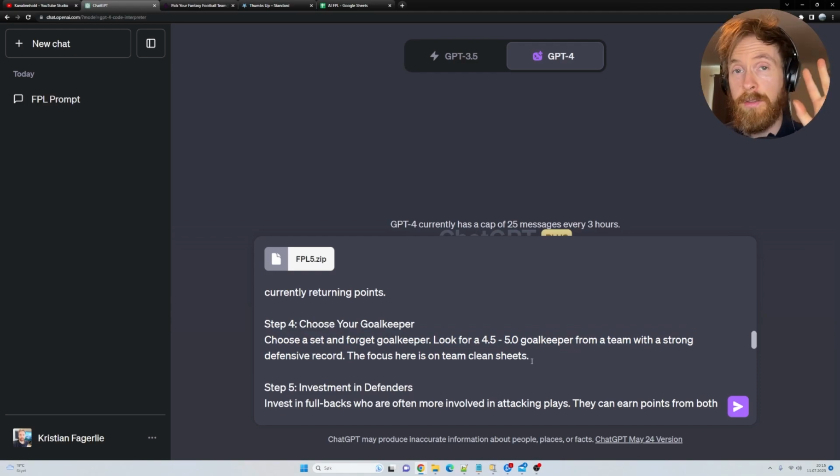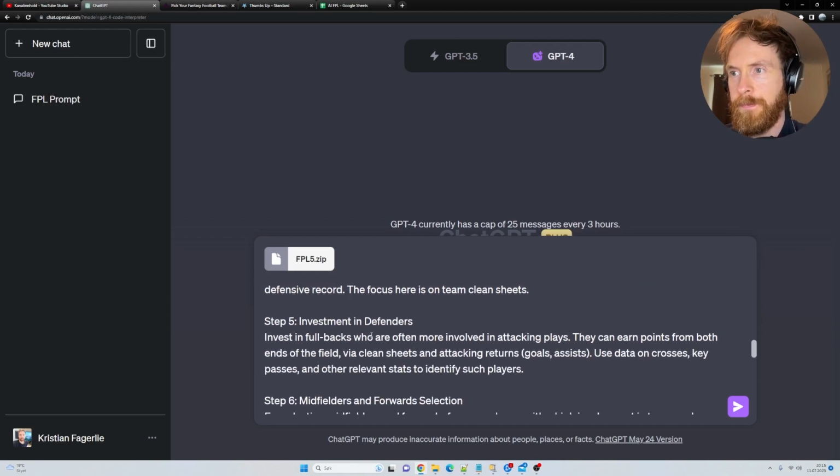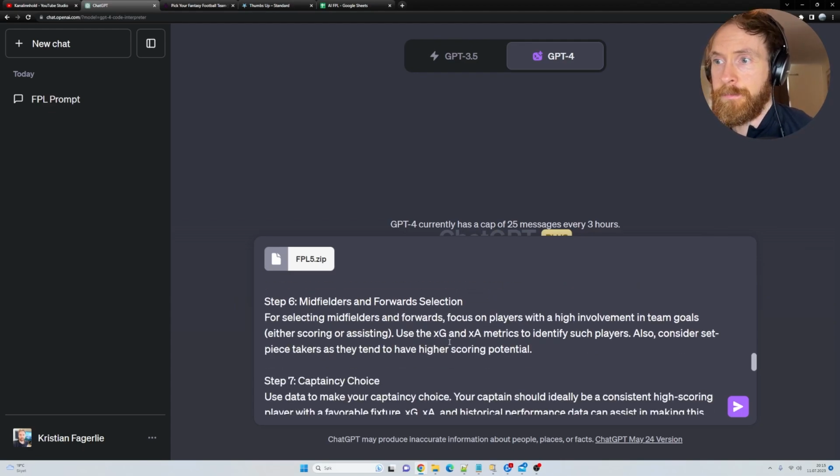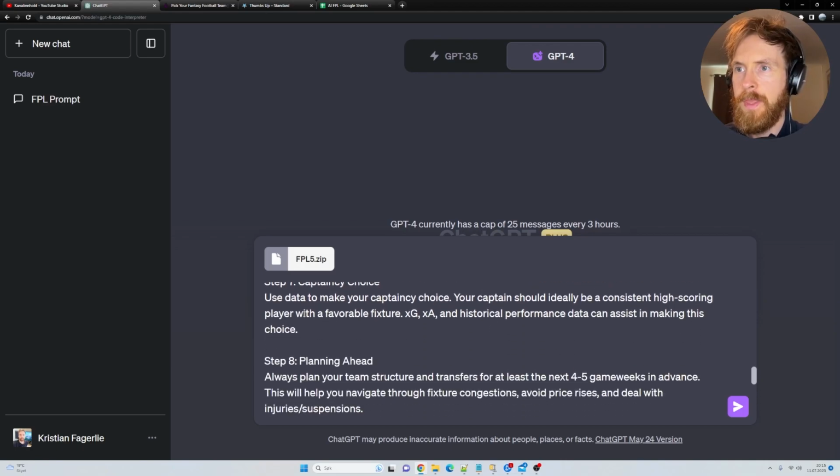So remember, all of this was created by GPT-4. Investment in defenders: invest in fullbacks who are more often involved in attacking plays. I like that. I think that's good. Midfielder and forward selection: for selecting midfielders and forwards, focus on players with high involvement in team goals. Use xG metrics to identify such players. Okay, not bad.